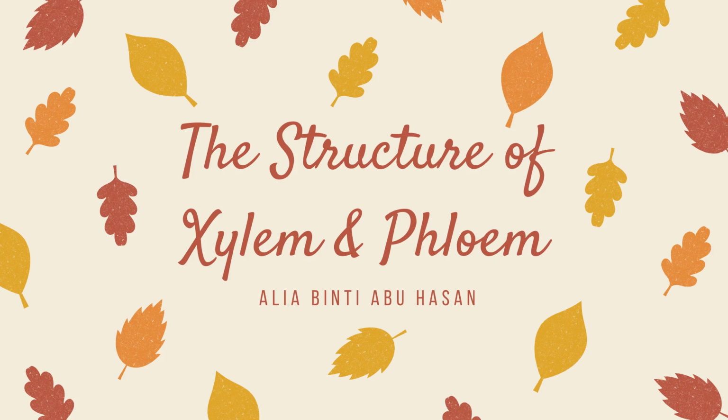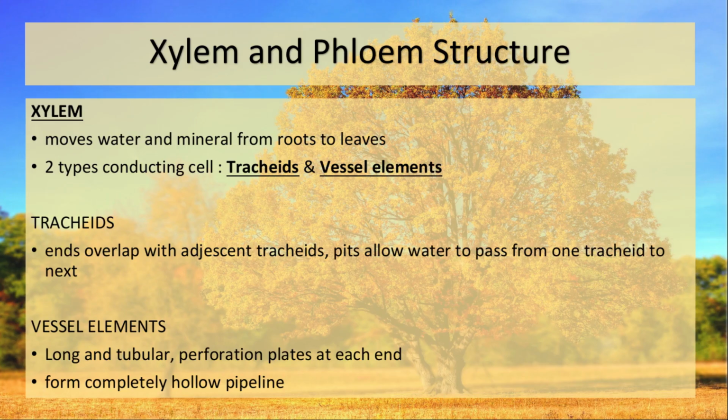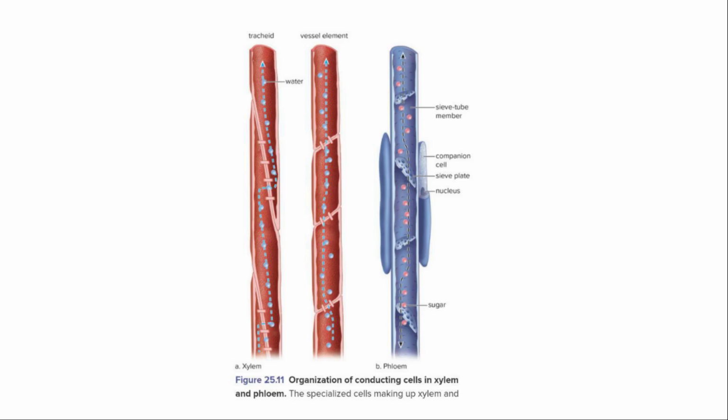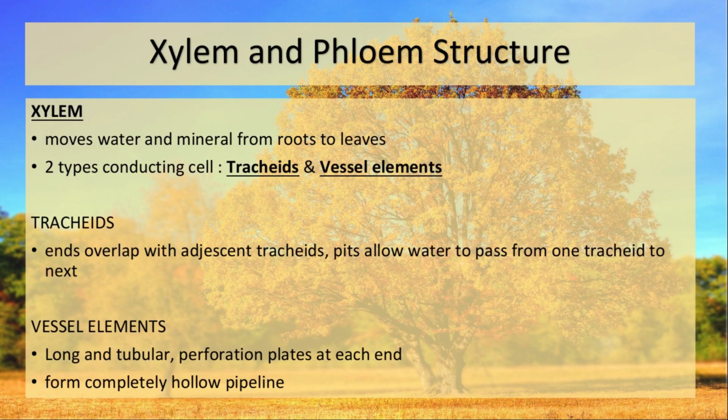Water and food are some of the essential needs for a plant to live. It must be transported to the whole plant. Therefore, plants have a specific cell to transport water and food, which is xylem and phloem. Xylem moves water and mineral from roots to leaves. There are two types of conducting cell, which is tracheid and vessel elements. The tracheid cells have ends that overlap with adjacent tracheids. It has pits to allow water to pass from one tracheid to the next one.